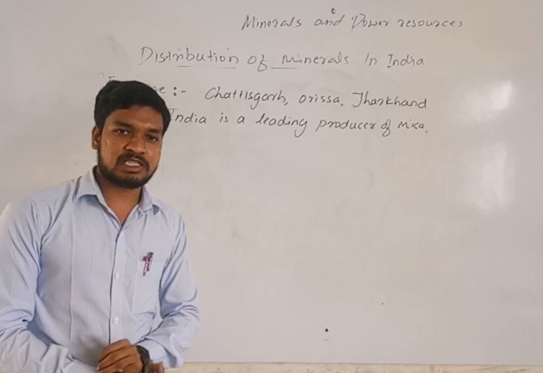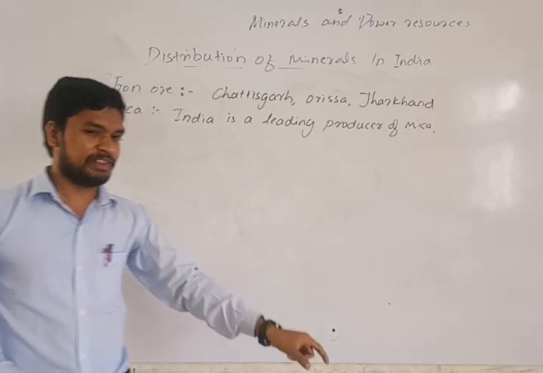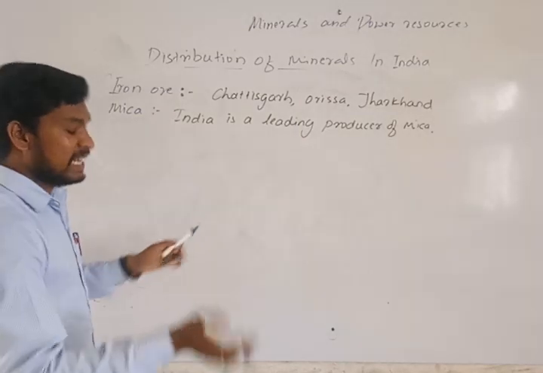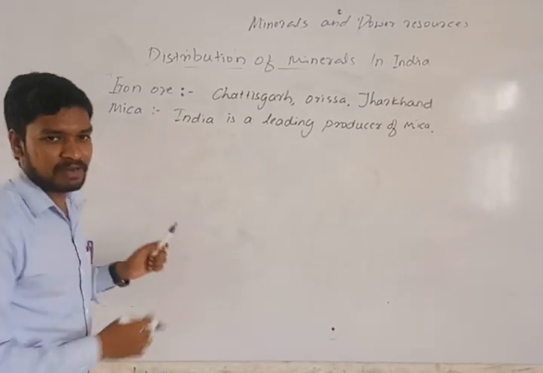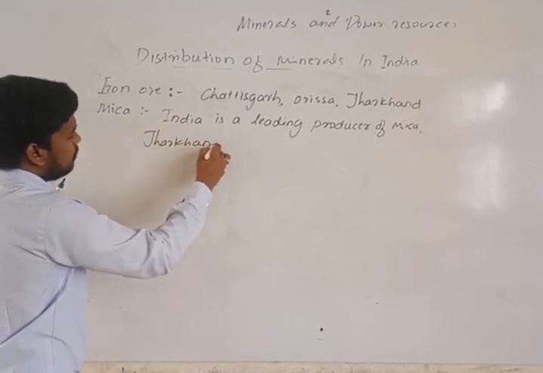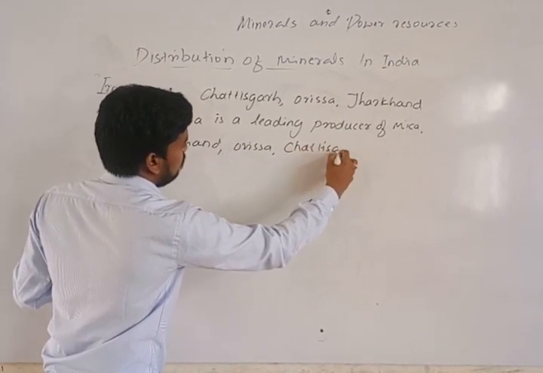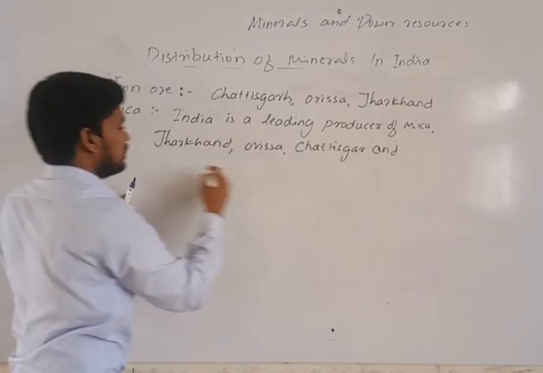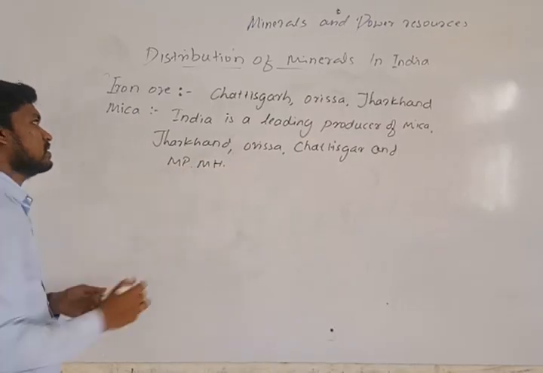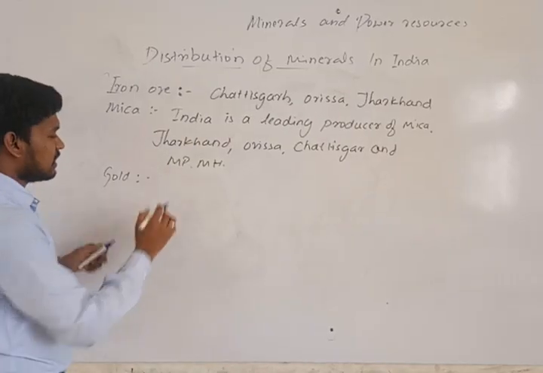As we discussed in the last concept, when we were discussing the distribution of minerals in the Asian continent, we got the same point there. India is a leading producer of mica, and the states which have deposition of mica are the same: Jharkhand, Orissa, Chhattisgarh, and Madhya Pradesh and Maharashtra. Even there we have a deposition of mica. Then gold. Karnataka is a leading producer.